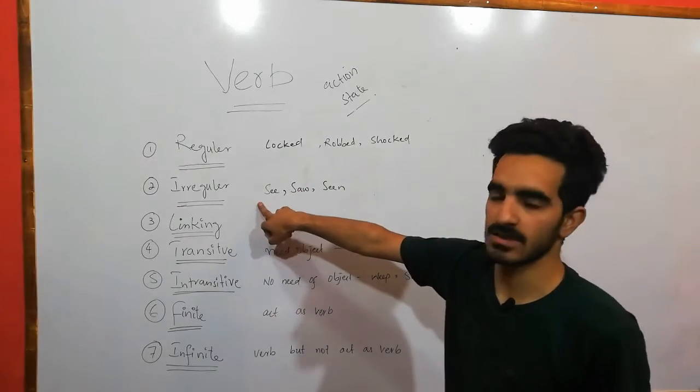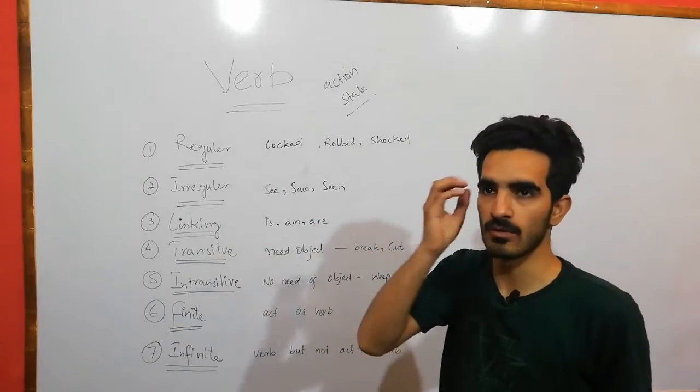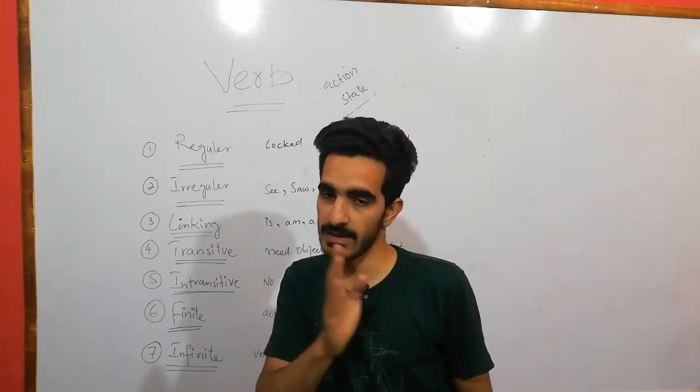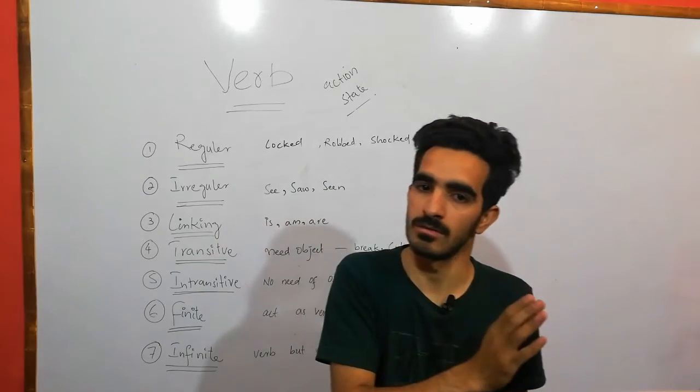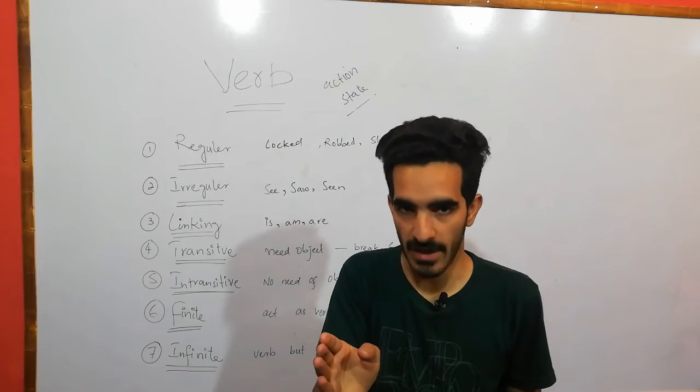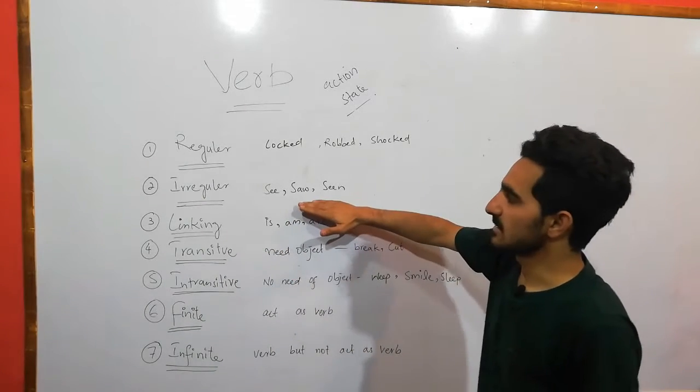The second thing is the irregular verb. An irregular verb is that kind of verb whose first, second and third forms are irregular. For example, see, saw, seen, right? This is an irregular verb.